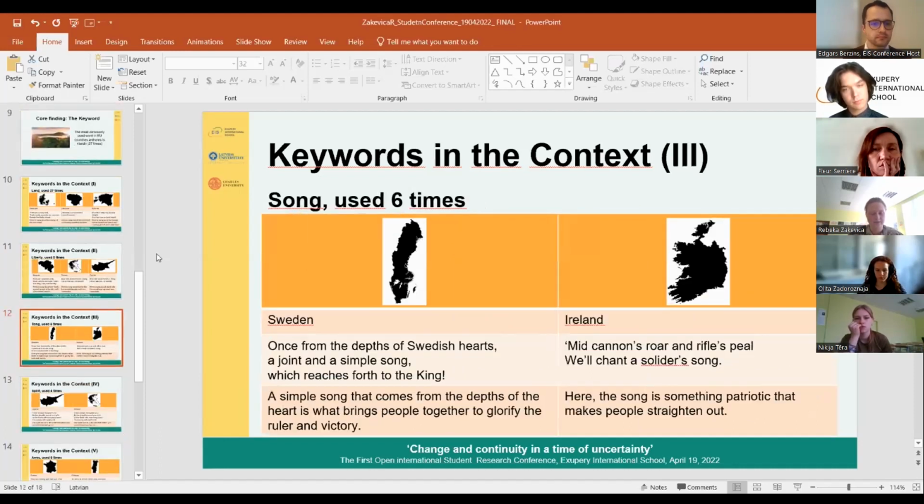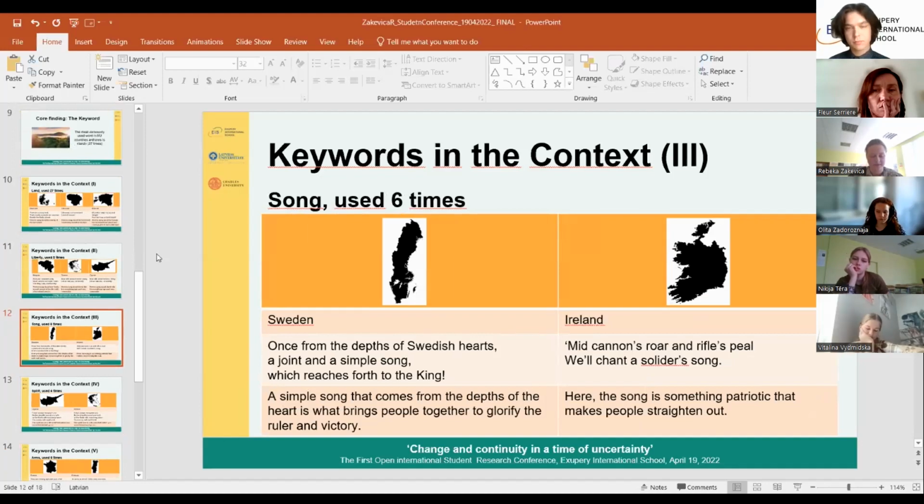Then is keyword song, which is used in such country anthems as Sweden and Ireland, and it is used 6 times. "Once from the depth of Swedish heart, a joint and simple song, which reach forth to the king." A simple song that comes from the depth of the heart is what brings people together to glorify the ruler and victory. "Mid cannons roar and rifles peal, we chant a soldier song." Here, the song is something patriotic that makes people straighten out.